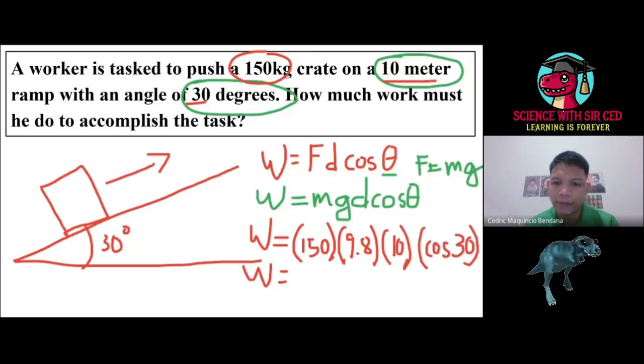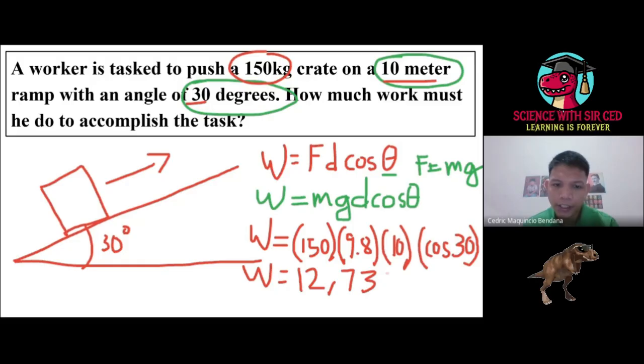Okay, let's do it together. Open parenthesis, 150, close parenthesis. Open parenthesis again, 9.8, close parenthesis. Open parenthesis again, 10, close parenthesis. Open parenthesis, click cos, and then put 30, close parenthesis. And then equal sign. You are going to get 12,730.57 joules.